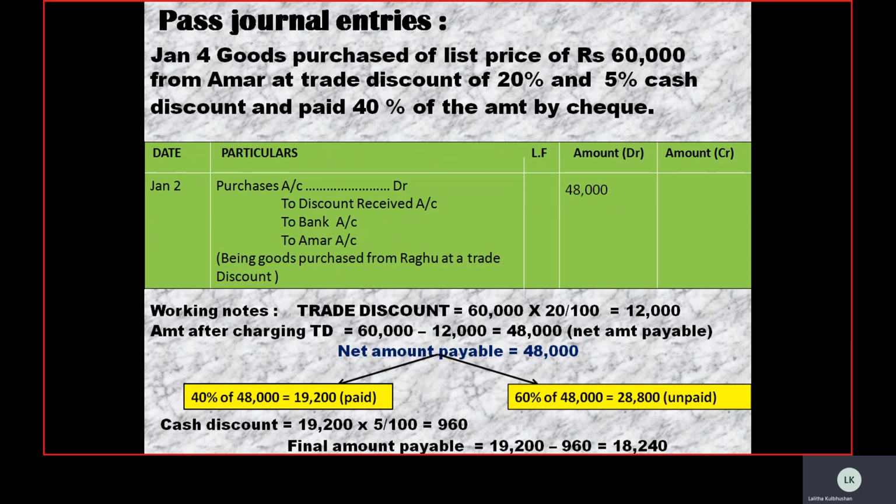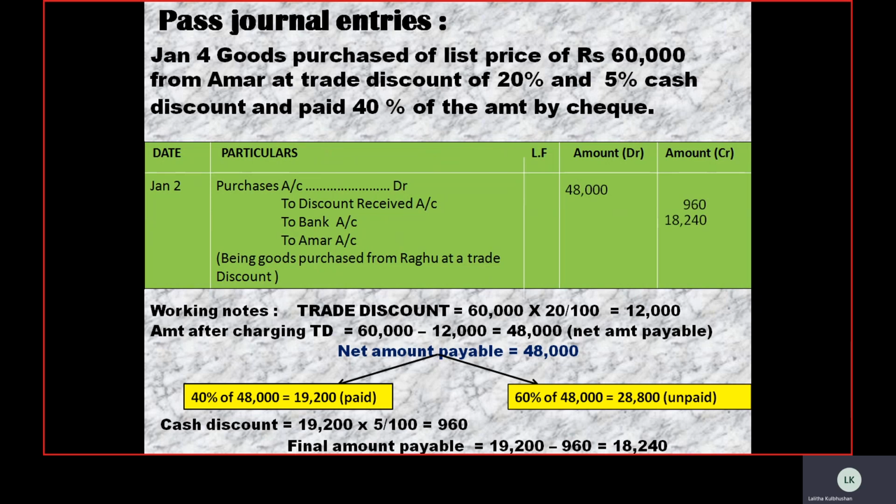Then after that, what is the amount we are going to have here? That is 48,000. Discount received has already been calculated. How much? 960. And in case of the bank account, how much amount exactly is to be paid by us? We have paid 18,240, because though the due amount is 19,200, we have made the payment well in advance. So we got a discount of 960.